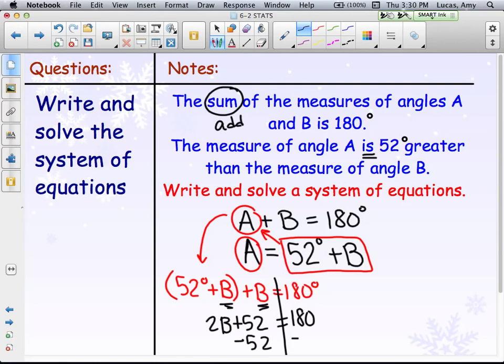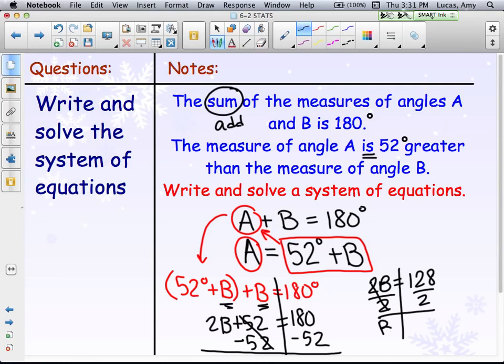Subtract the 52. 180 minus 52, I'll write it over here. So 2B equals 180 minus 52, which is 128. And then divided by 2, B equals 64 degrees.